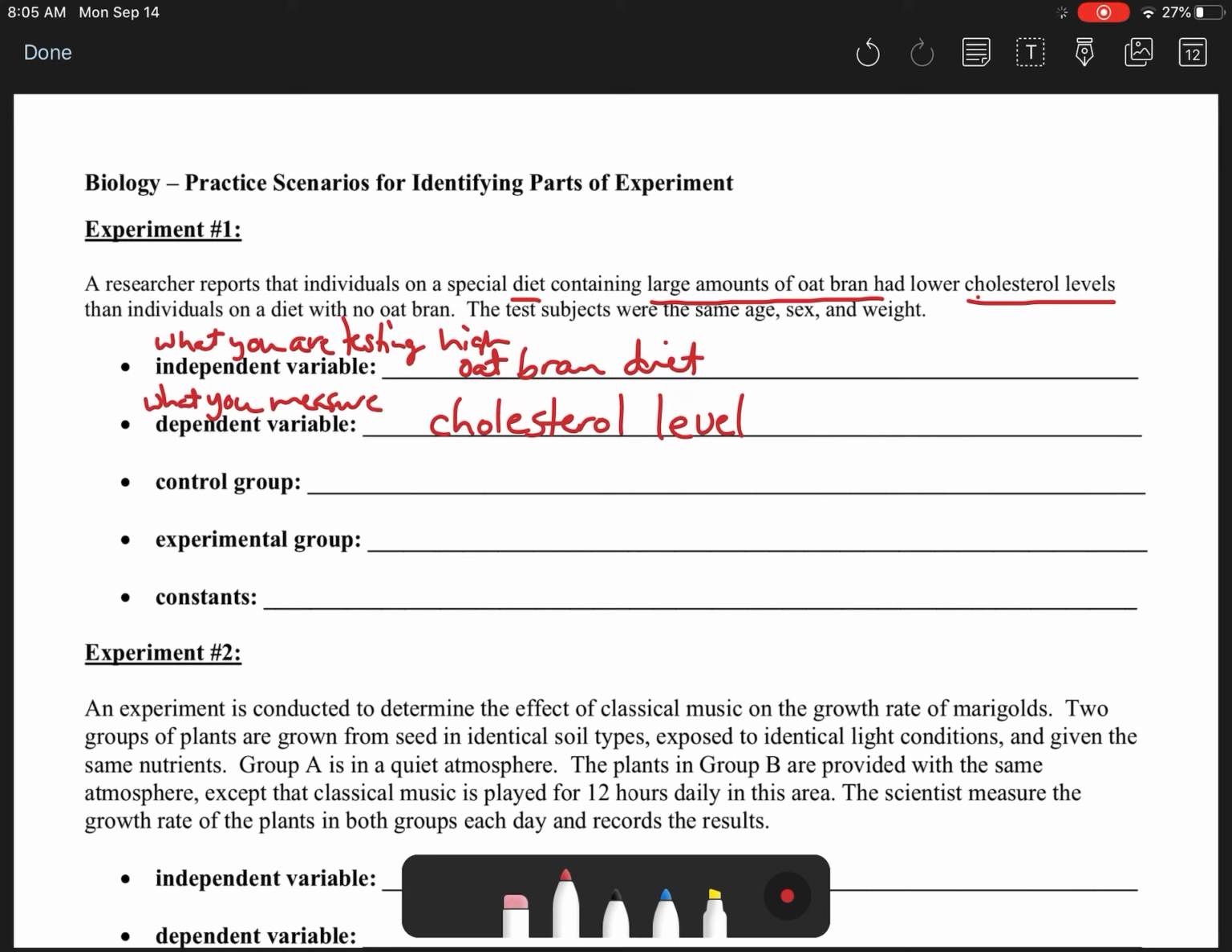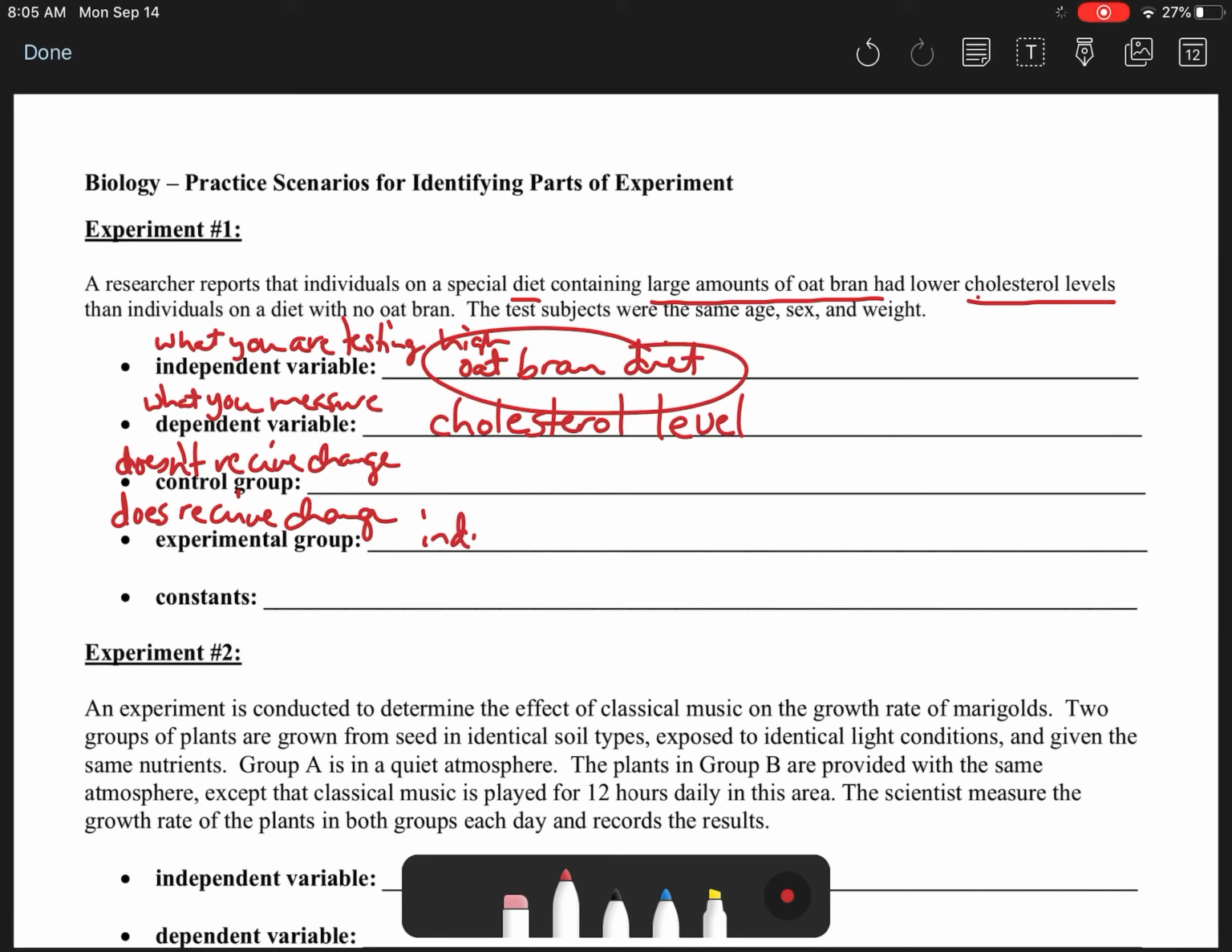Now your control group doesn't receive the change, and the experimental group does receive the change. So we had one group that had a diet with large amounts of oat bran. Would that be the control group or the experimental group? It'd be the experimental group because that's what you're experimenting on. They're receiving that high oat bran diet.